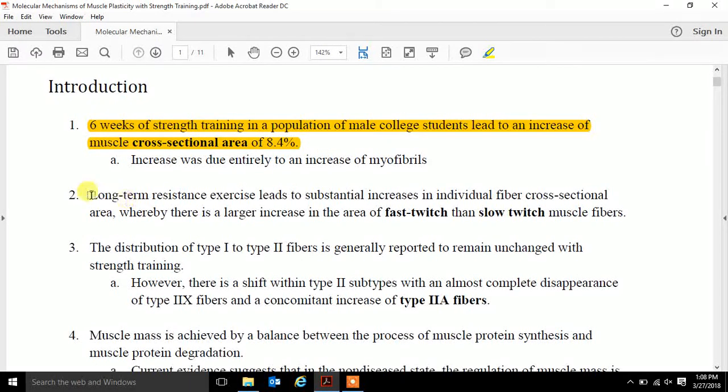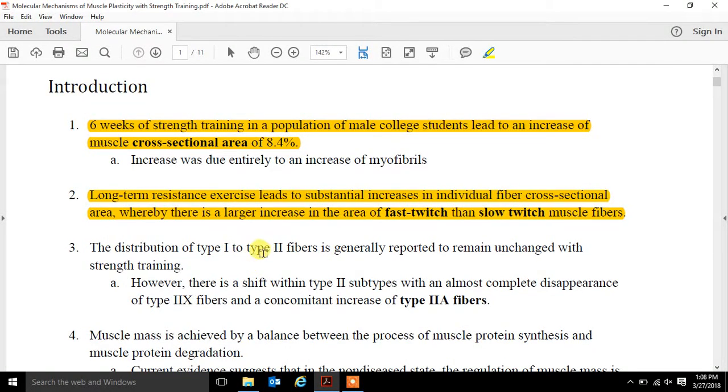Okay, so we start talking about long-term resistance exercise. We see increases in individual fiber cross-sectional area, and we tend to see larger increases in the fast twitch type versus the slow twitch type muscle fibers. So we're really talking about different adaptations when it comes to muscle fiber types, and then when you compare that to what we learned about endurance exercise, we're going to start seeing differences in the molecular pathways between these fiber types.